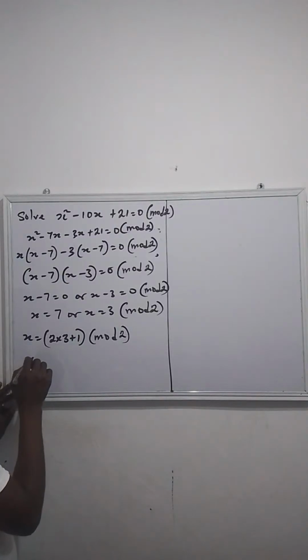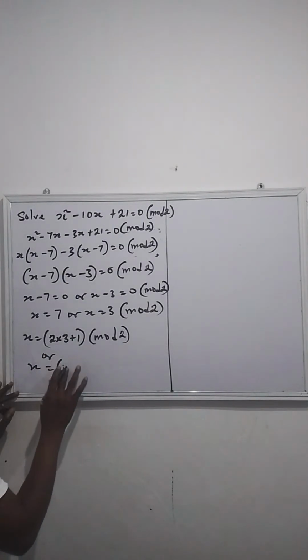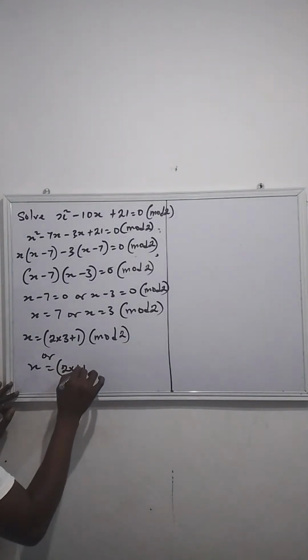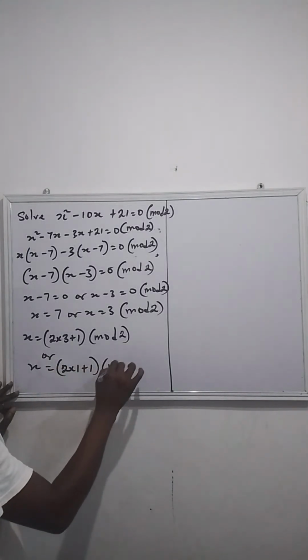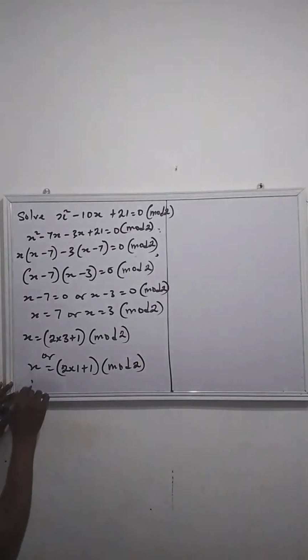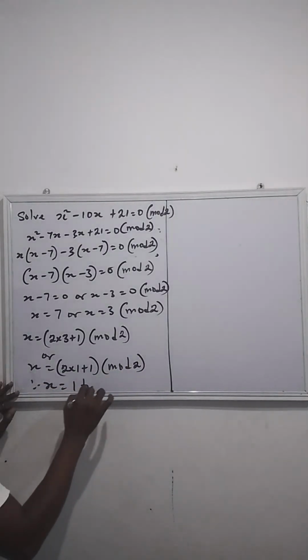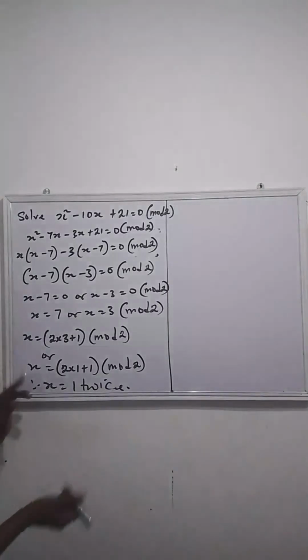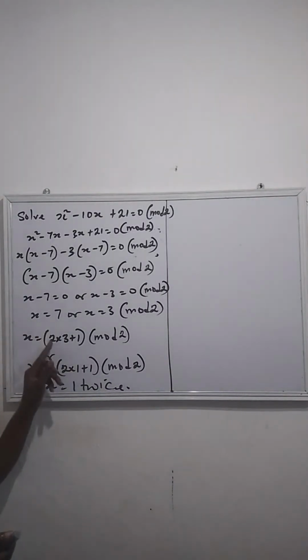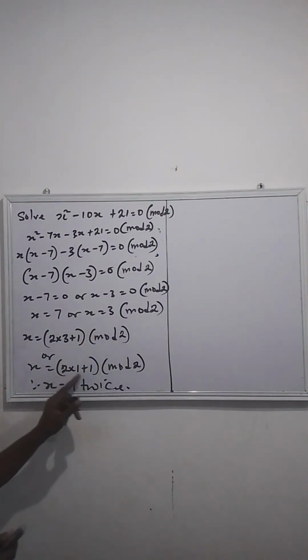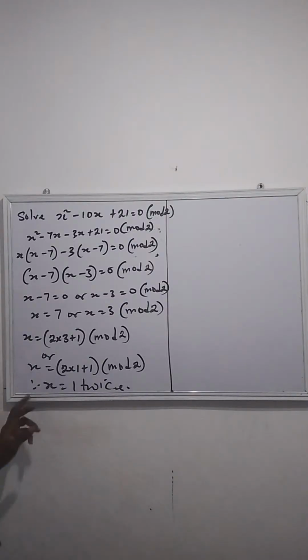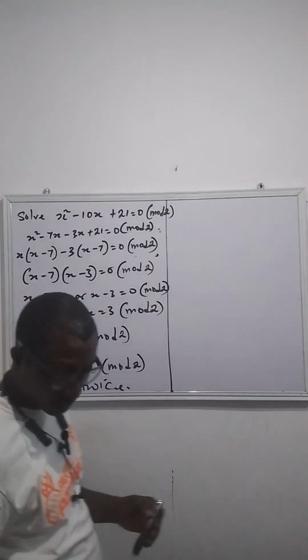So we have x equals 2 times 1 plus 1 in mod 2. Therefore, x equals 1 twice. You get that now? Because the answer to this, which is the same thing as 7, is 1, and the answer to this, which is the same thing as 3, is also 1. So we're having 1 appearing 2 times, and that's going to be the answer to the problem. All right, so I hope you understand that.